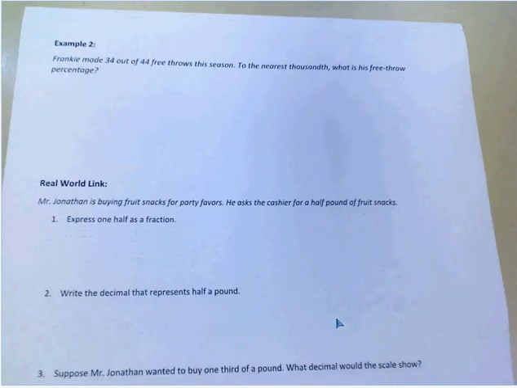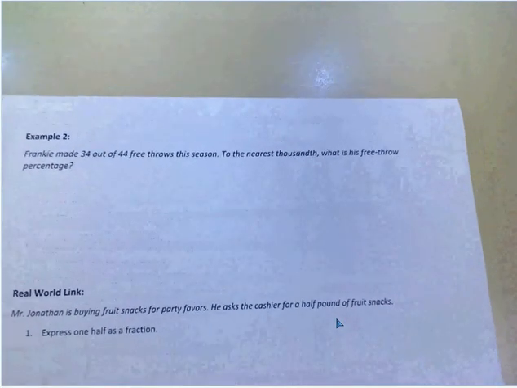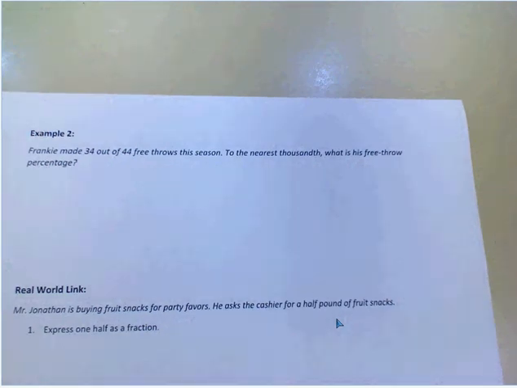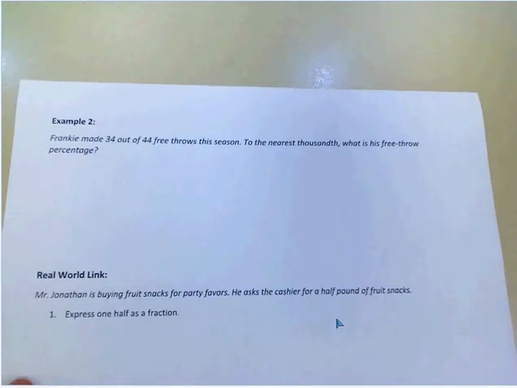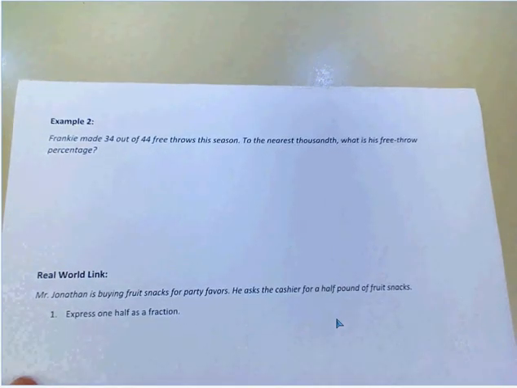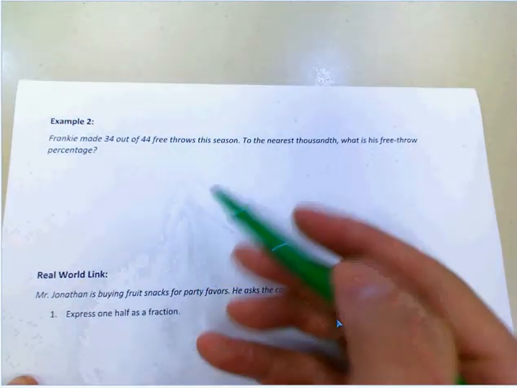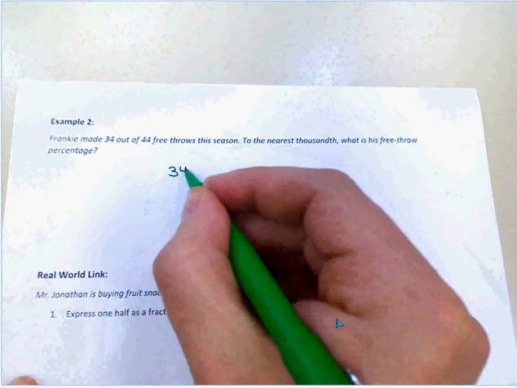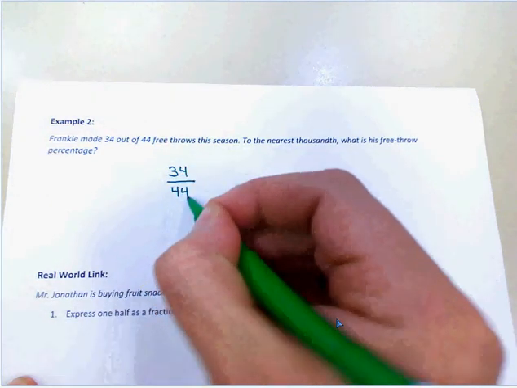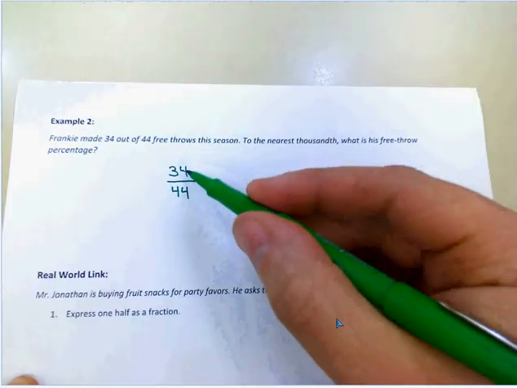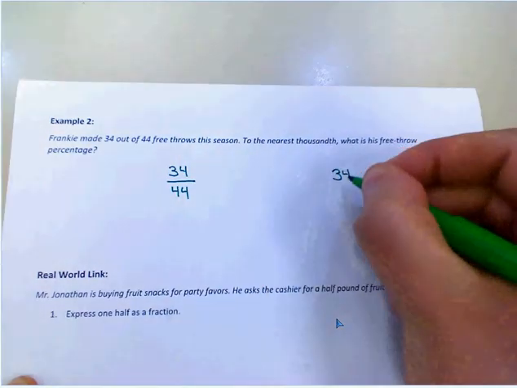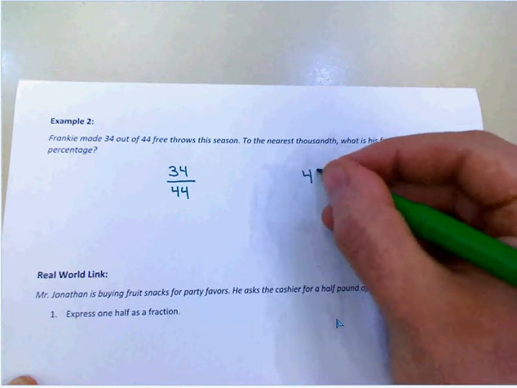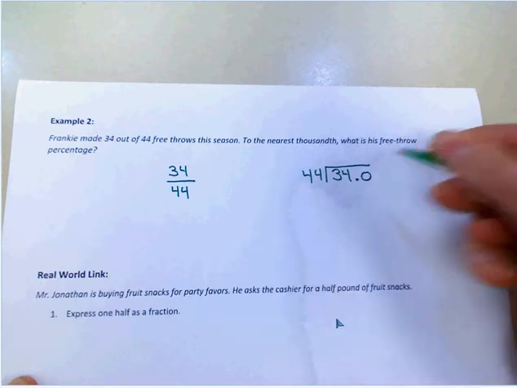I would like you to try example number 2. Pause the video and do so now. Okay, Frankie made 34 out of 44 free throws this season. To the nearest thousandth, what is his free throw percentage? Woo, that's pretty bad. Can't talk right now. So if we set up our proportion, we have is, of, correct? So we take our numerator and divide it by our denominator. 34 divided by 44. This is too large, so we add our decimal.